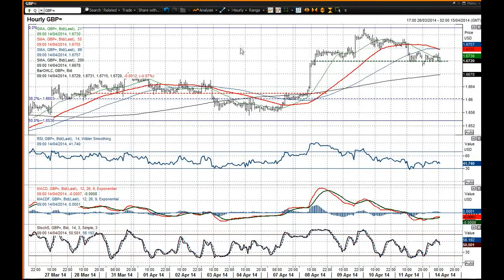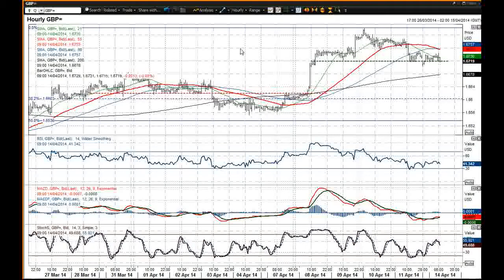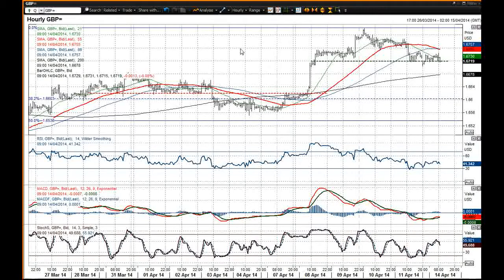And I wish you good luck in your trading today. Don't forget the retail sales at 1:30, which could have an impact on this chart. Certainly a strong retail sales number would be dollar positive, and that would drag cable lower, so just watch out for that.